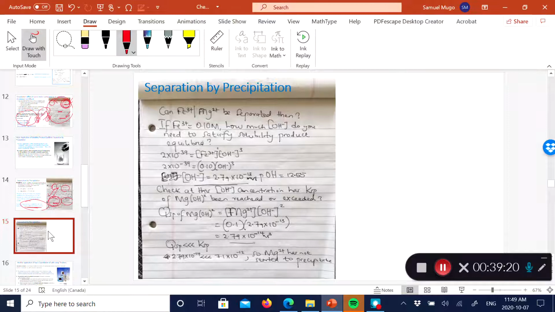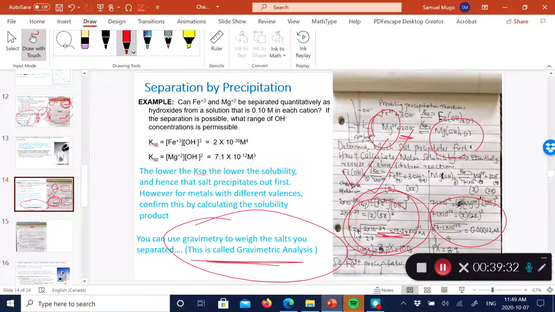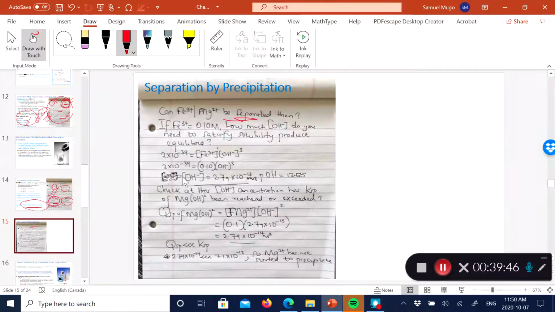Now, there's a question: can they be separated without co-precipitating? It's very important to check that. We know that this one precipitates first, but can it be separated without precipitating the other salt? And yes, you can do that. So we already know that the iron concentration is 0.1 molar. We need to determine how much hydroxide is needed to satisfy the solubility product equilibrium for iron hydroxide.